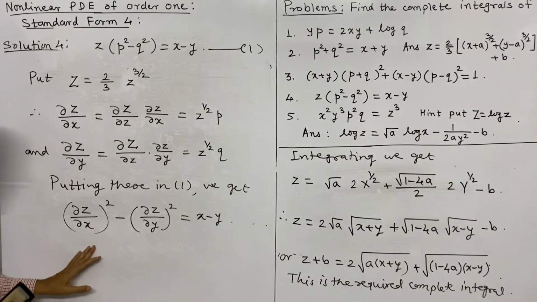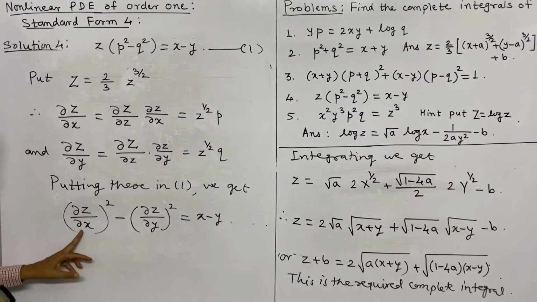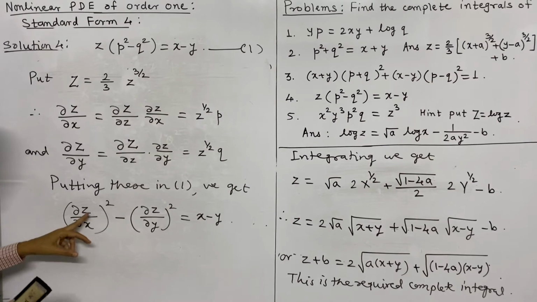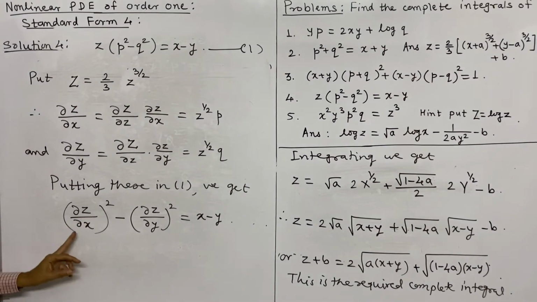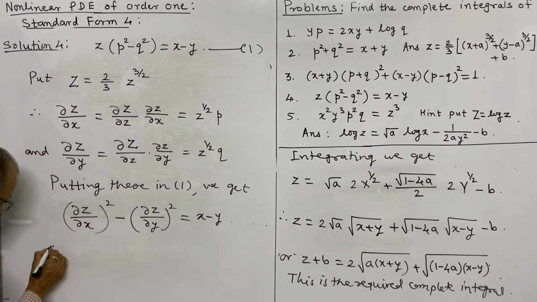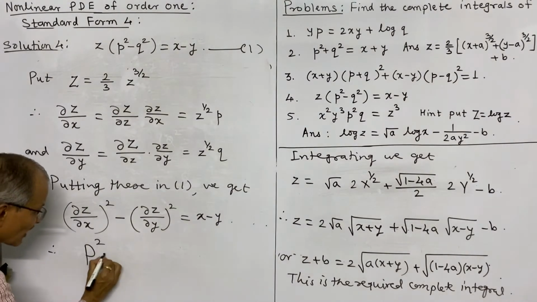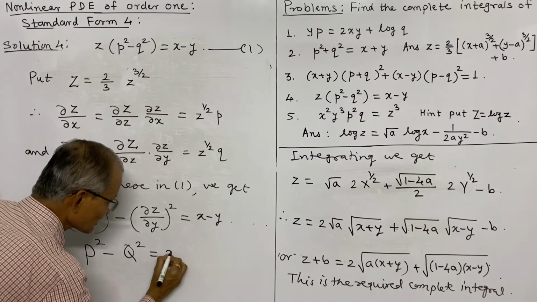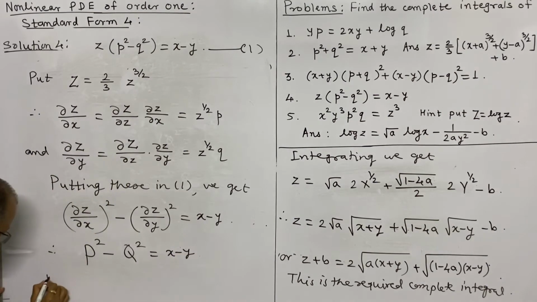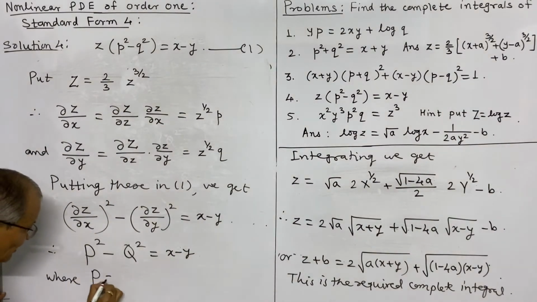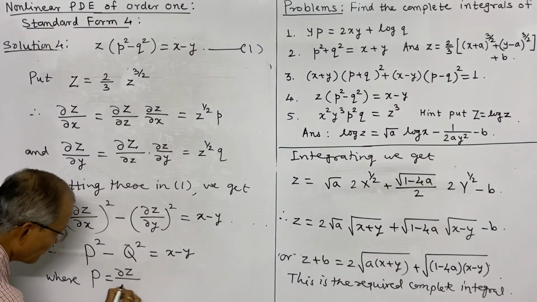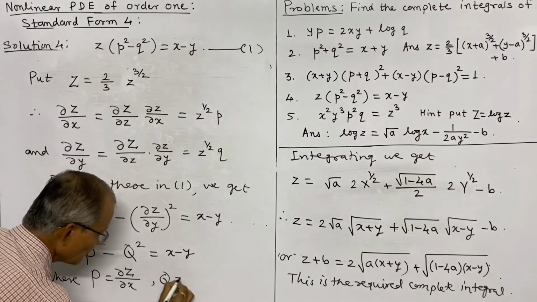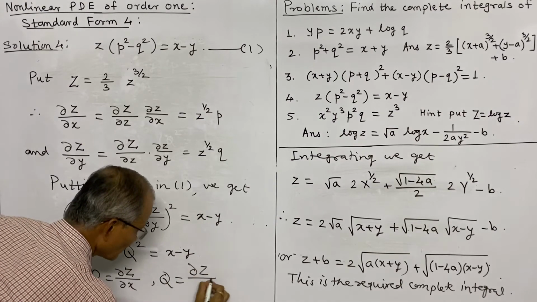Now what we will assume is this as capital P. Dou Z by dou x we denote by small p, and because this Z is capital, we denote this by capital P. So this will be capital P square minus capital Q square is equal to x minus y, where capital P is dou capital Z by dou x, and Q is dou Z by dou y.